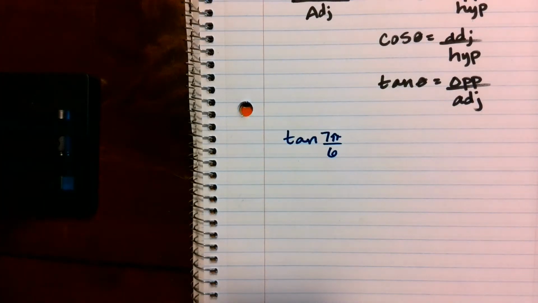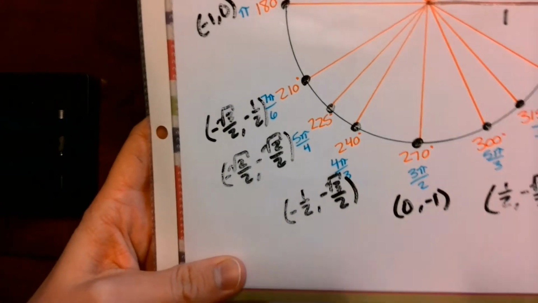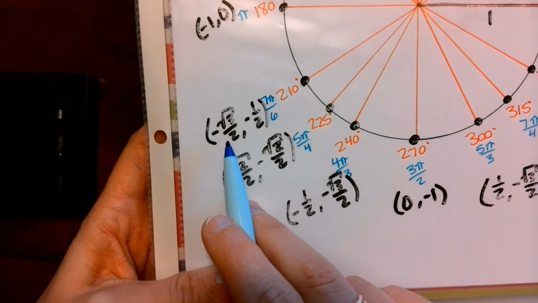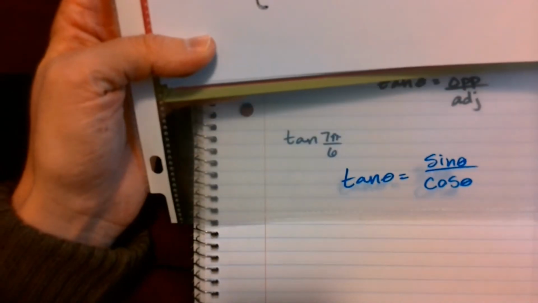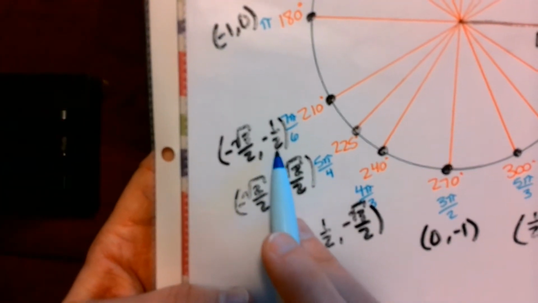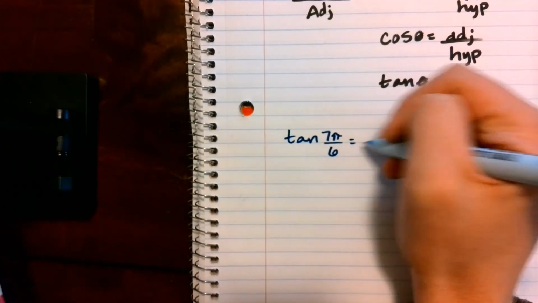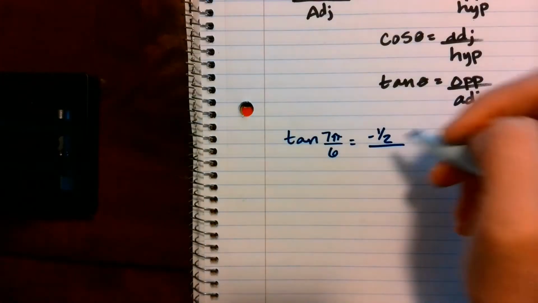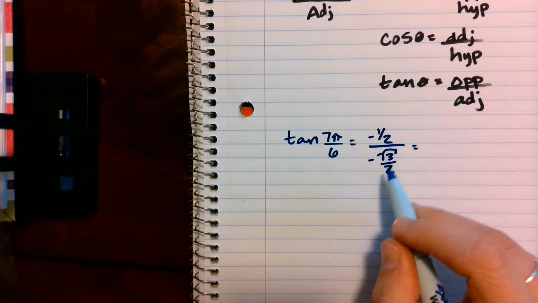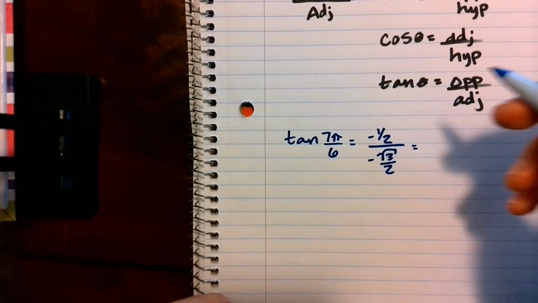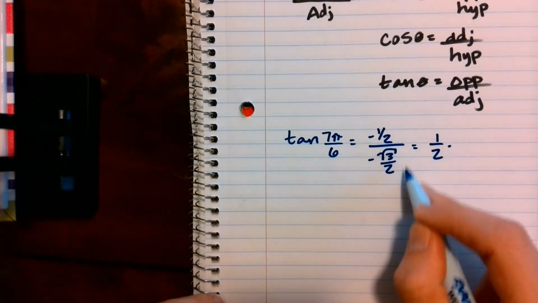So if I wanted to figure out tangent of 7 pi over 6, all I would have to do is know the sine and the cosine at 7 pi over 6. So if I'm looking right here, my cosine is this negative radical 3 over 2, my sine is negative 1/2, and I use the fact that tangent is sine over cosine. So I'm going to have my negative 1/2 over my negative radical 3 over 2. Okay, for something like this, first of all, I'm dividing negative divided by negative, so it is going to be positive. But I want to go ahead and flip that second one and multiply.